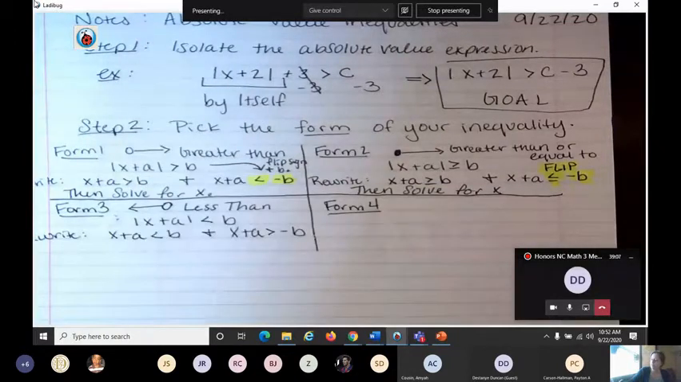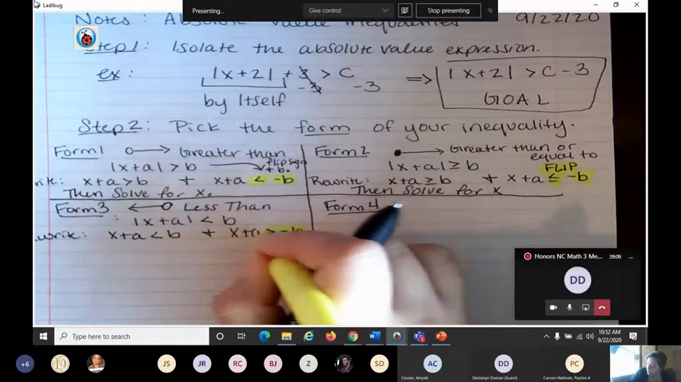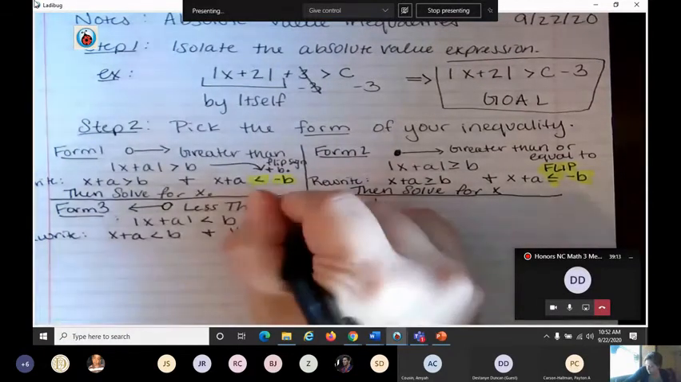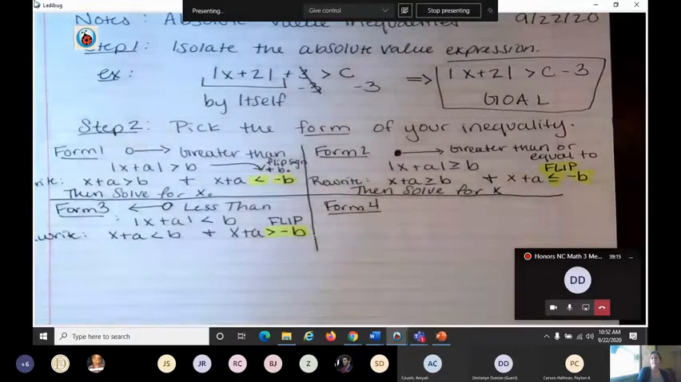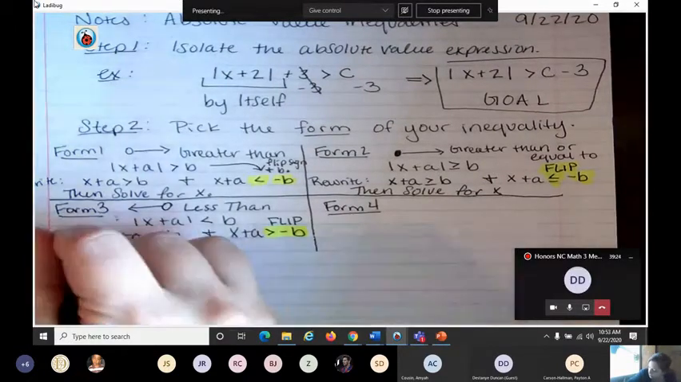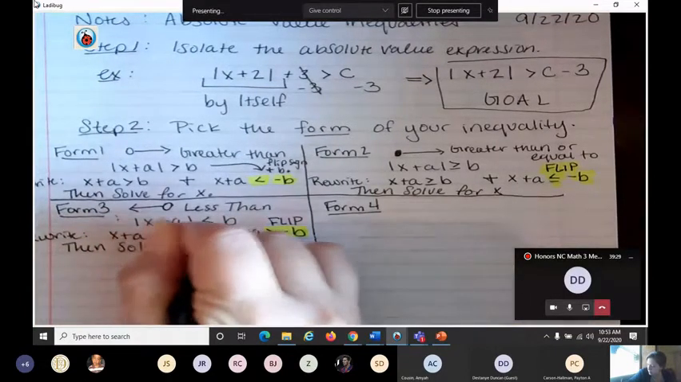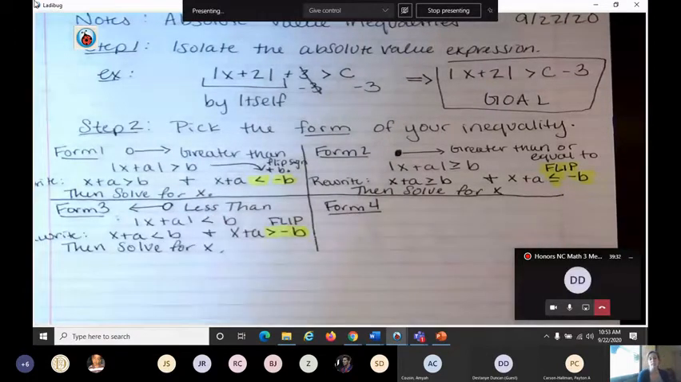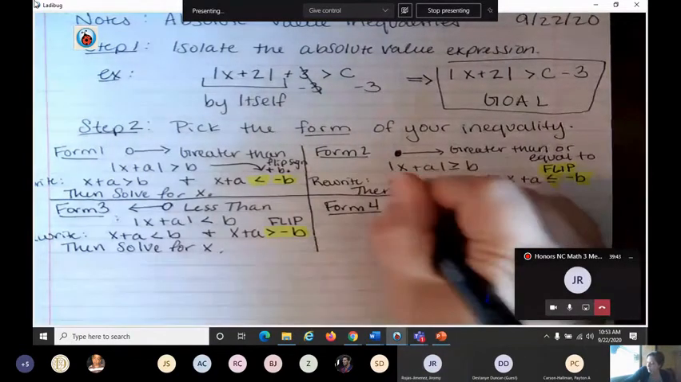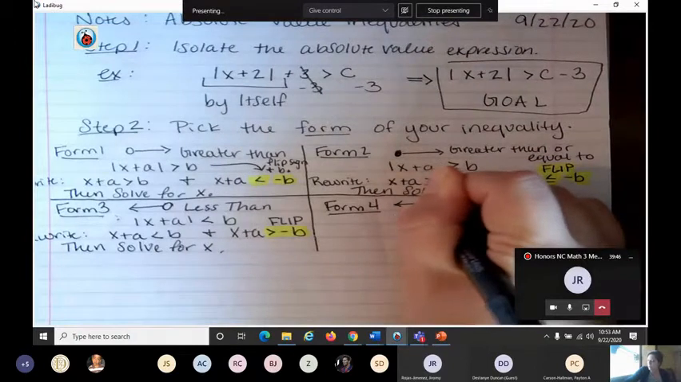Okay, so the thing that changed here is the flipping in the second inequality. Okay, and just like the other two, our last step is to solve for x. Okay, I'm sure you can guess what form 4 is. Does anybody have a guess? Less than or equal to. There you go. Very good. Thank you very much. We have less than or equal to.